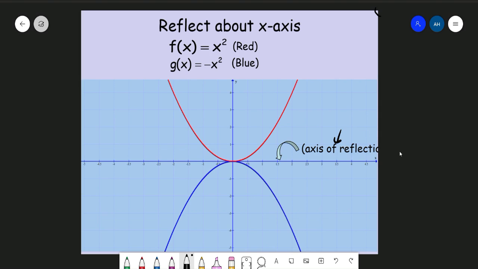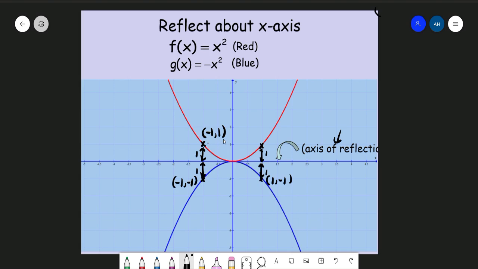If we reflect, for example, let's choose one point on the red graph. Over here, this point is (-1, 1). We are going to reflect about the x-axis, so the distance from the axis and the distance to the new position must be the same. This is 1 unit, so this also must be 1 unit. Therefore, this point is reflected to this point. The same goes for point (1, 1): it is reflected to (1, -1). And (-1, 1) is reflected to (-1, -1).